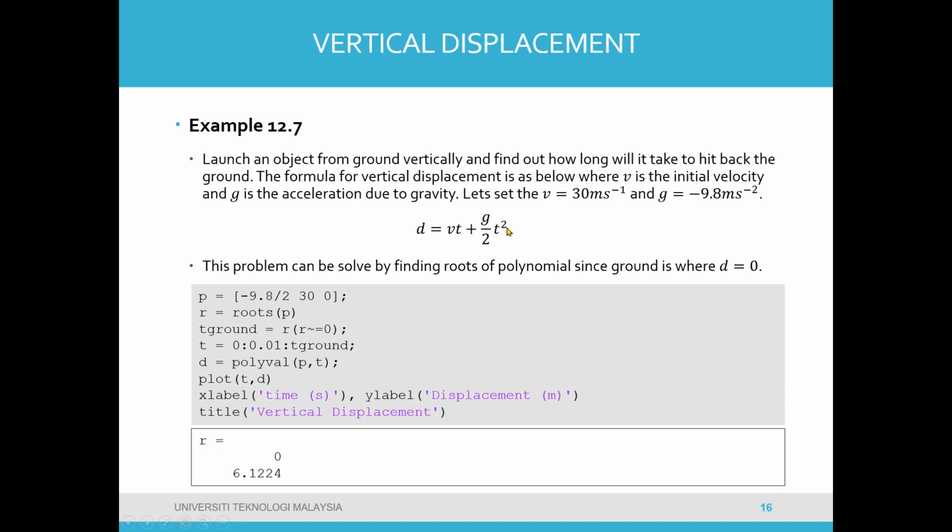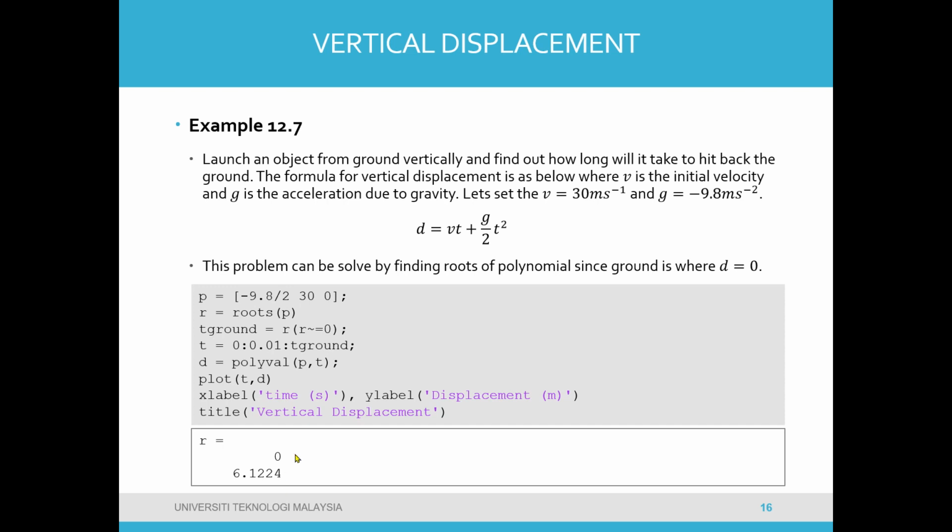You can see here the highest order comes first, then 30, and then 0. Don't forget, if t is the highest order, you have to include the t term and the t to the power of 0 term equal to 0, and then you find the roots. Of course, the ground is at distance 0. So you have the roots, which means you get t ground, and basically you want the root that is not 0. I will show you later, but you have to know this is the root.